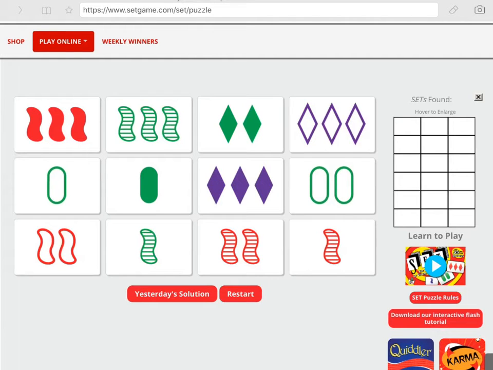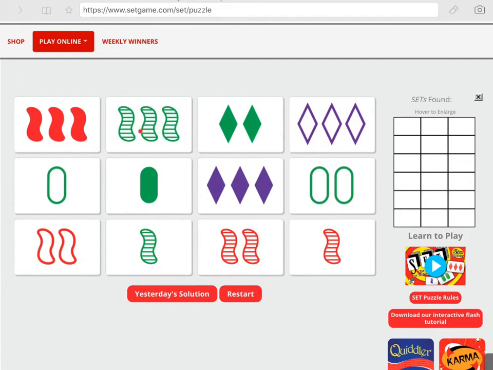So if I have to have a different number, shading, and shape, I'm going to say, okay, well, I only have one three. So if I have to have a different number of them, because I can't make sets just within the threes or just within the twos or just within the ones, that means that I'd have to have one of each. And since there's only one three, it would have to include this.